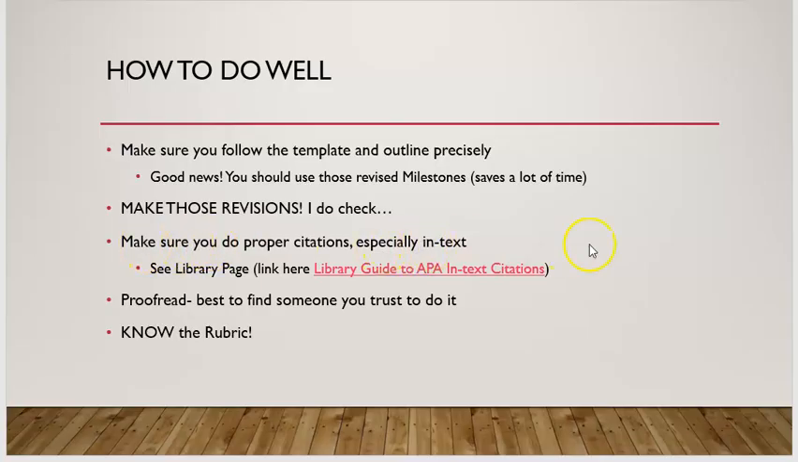Make the revisions I gave you. I do check. I'll go back and look and say, what did I say? Oh, well, did you make those revisions or not? As you well know, a lot of those are about where you have citation opportunities, where you need to connect with the research you've done, or maybe do additional research and connect with that. So, make sure you make those revisions.